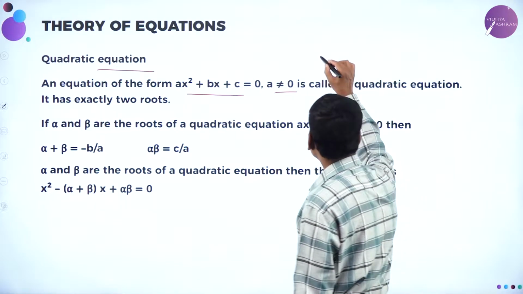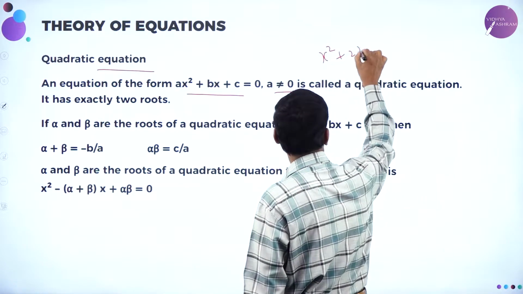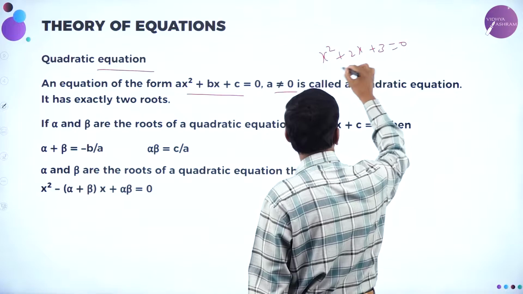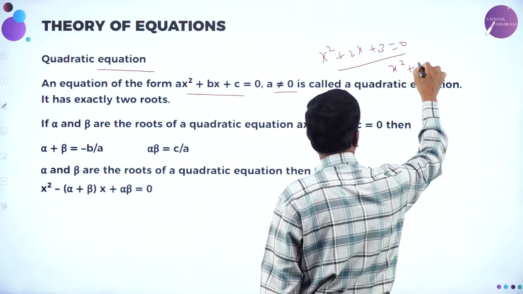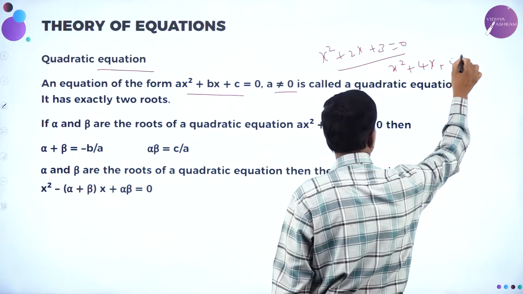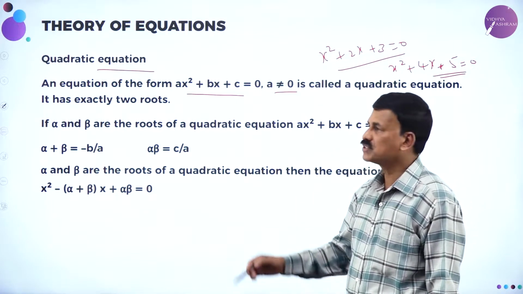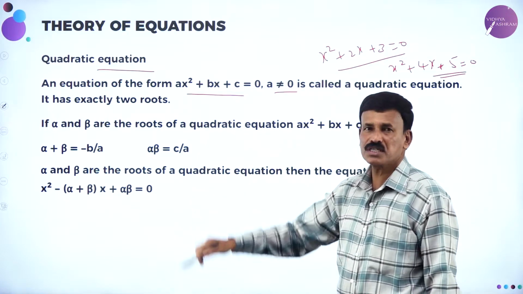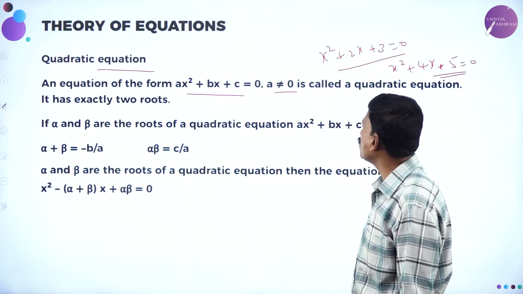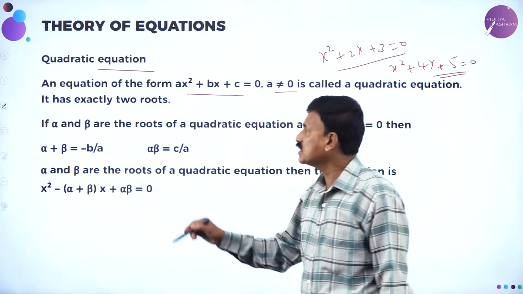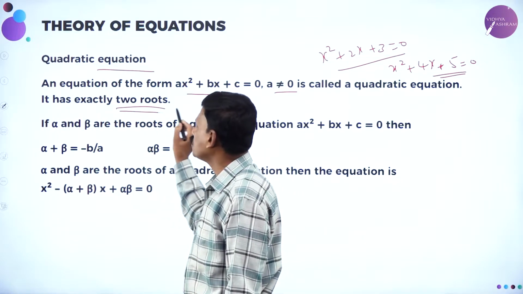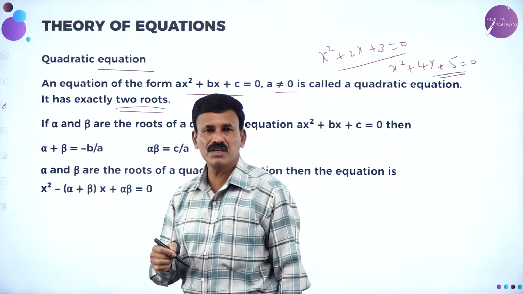For example, x² + 2x + 3 = 0 is a quadratic equation. x² + 4x + 5 = 0 is also an example of a quadratic equation. So any equation of the form ax² + bx + c = 0 is called a quadratic equation, and this will have exactly two roots.